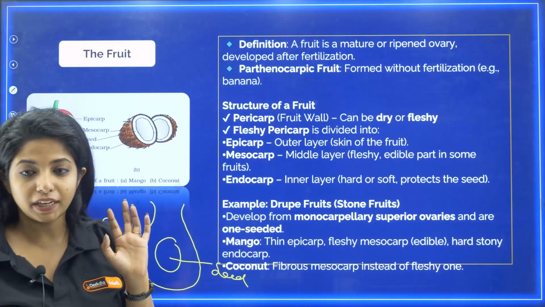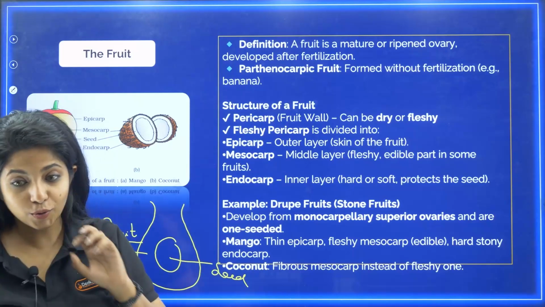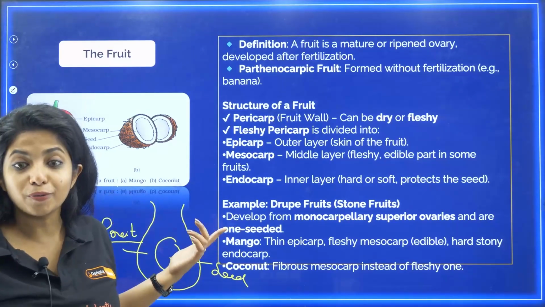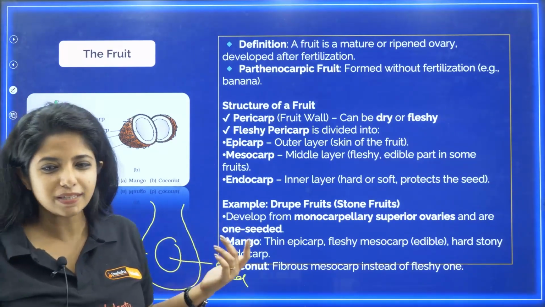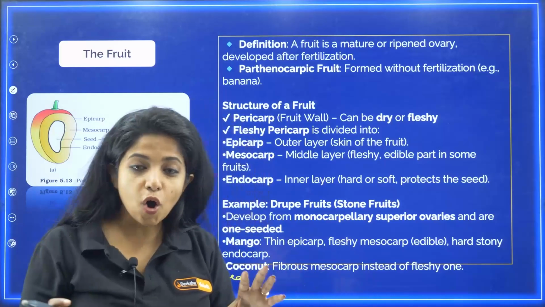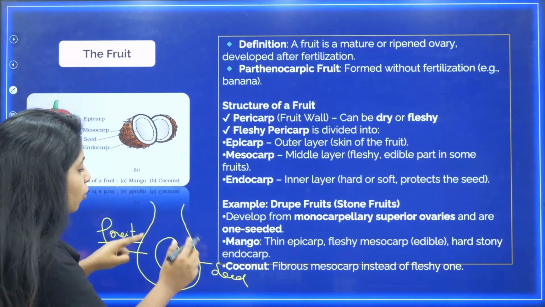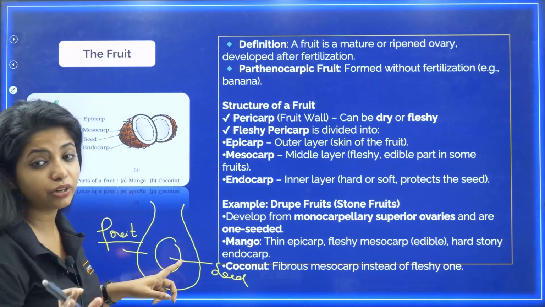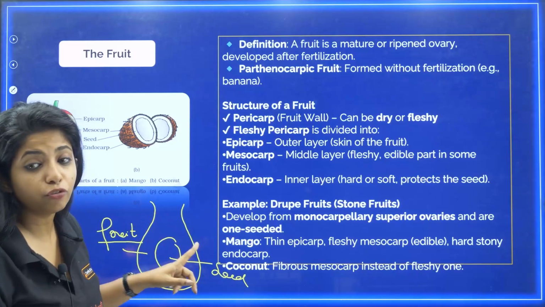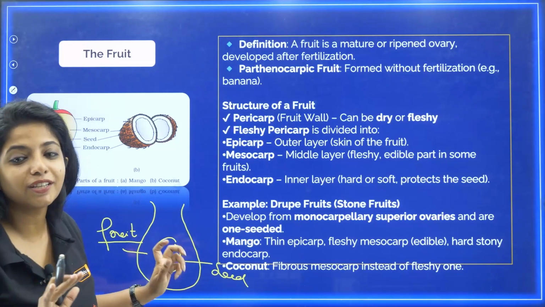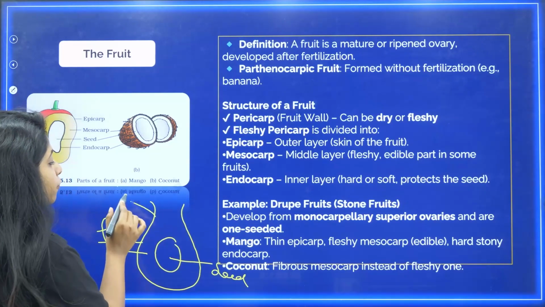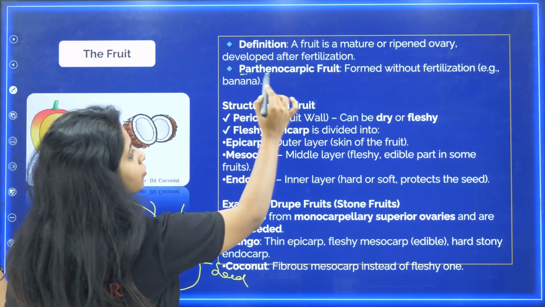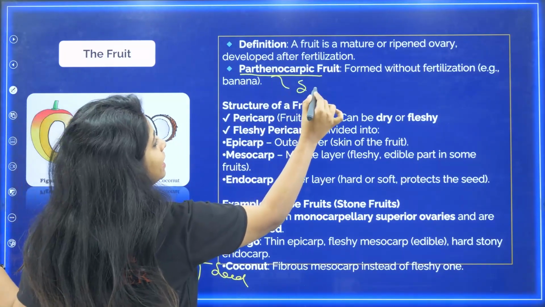In some plants, my dear children, before fertilization also, the ovary turns into a fruit. How does that happen? Basically because of some hormonal changes, this ovary will turn into a fruit. But in that case, fertilization has not happened. So do you think ovule becomes a seed? No, ovule does not become a seed, which is why these types of fruits, known as parthenocarpic fruits, my dear children, are known as seedless fruits.